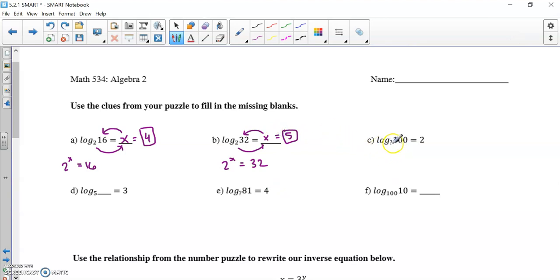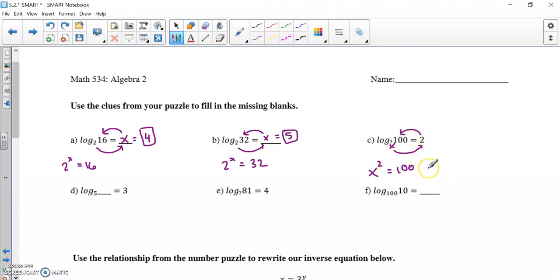Okay, this one, the missing spot is in a new place now. Let's just call this base X, right? It's okay, any part of this can be missing and we can figure it out. So we can say X to the second power, we're still following my circle of life here, equals 100.